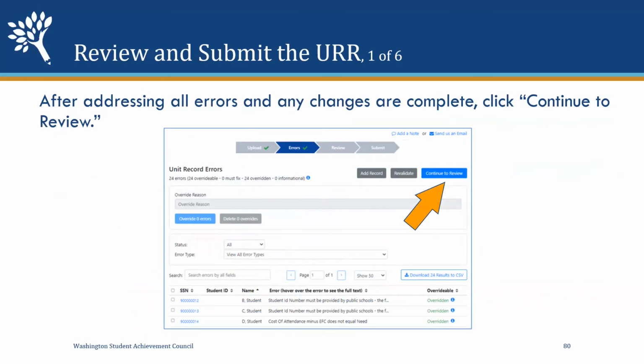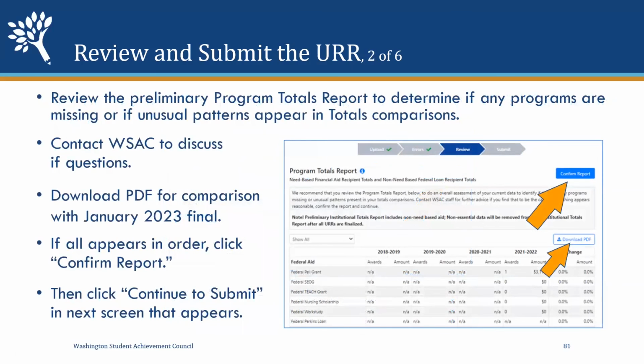And then once again, after you have addressed all your errors and you've made any changes that are necessary, click to review, which will move you into this next screen. What you see here is the preliminary program totals report that you're all familiar with. It's formatted a little bit differently. Instead of the awards and the amount being in two separate sections for each year, they are now shown as one column side by side for each of those years.